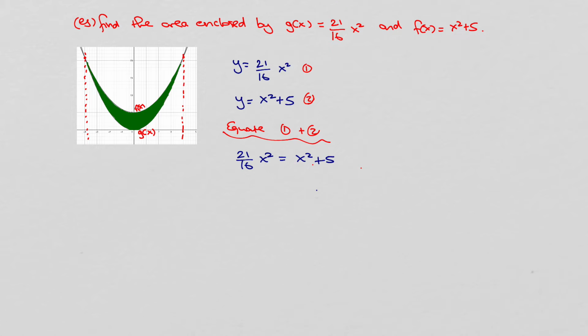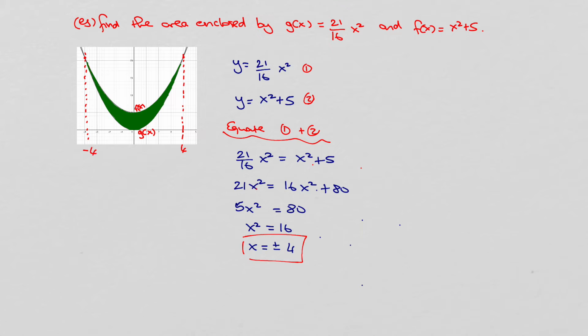Okay, so I'm going to multiply across by 16 here just to get rid of this fraction, make it look less messy. So 21 x squared equals 16 times x squared, and 16 times 5 is 80. And then if I bring everything to one side, we have 21 minus 16, which is 5x squared, and that's equal to 80. And then x squared is equal to 16. And as we can see from my sketch there on my graph, if I get the square root of 16, I get plus or minus 4. So therefore my upper limit is 4, and my lower limit is minus 4.